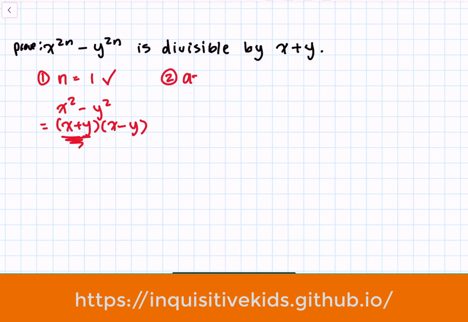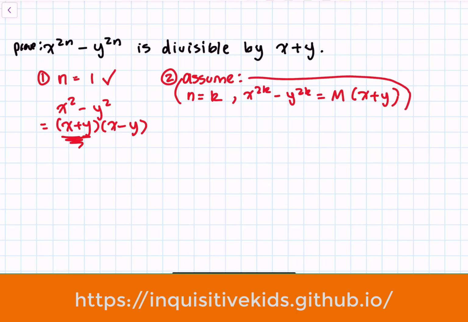Then we're going to assume that when n is equal to k, so any integer, x to the 2k minus y to the 2k is equal to a multiple of x plus y. So we're going to assume this and then build off of our assumption from here. Then if this is true when n is equal to k, when n is equal to k plus 1, will this still be true?